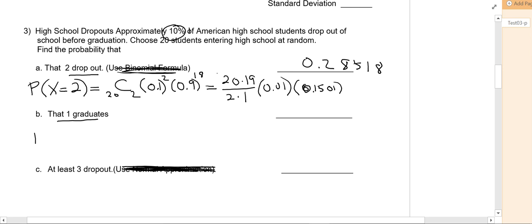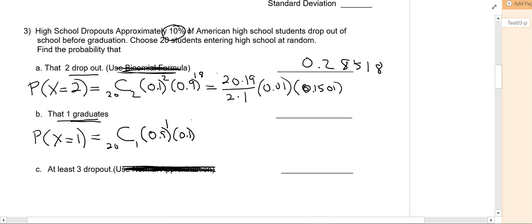In other words, this is the probability. Now, X is representing the number that graduate here, okay? So X is 1. Well, again, I'm calculating the probability of a binomial equaling a number. So my first thing to do is I need to calculate the combination of 20 pick 1. What's the probability of what I'm counting? I'm counting those that are graduating now. The probability of graduating is 0.9. How many? 1. Next, I multiply that by the probability of what I am not counting, those dropping out, 0.1.